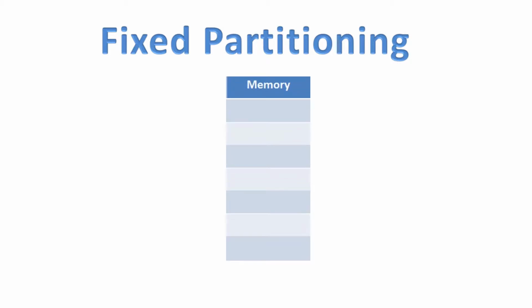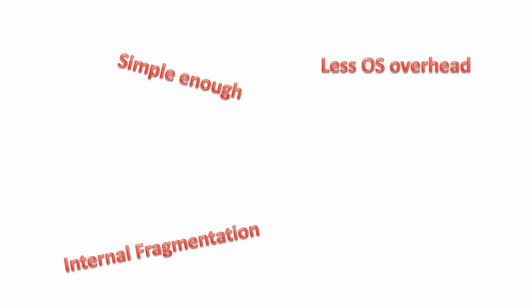First technique is fixed partitioning. In this, main memory is divided into a number of static partitions at system generation time. A process may be loaded into a partition of equal or greater size. It is simple enough to implement and has little operating system overhead. On the flip side, it causes inefficient use of memory due to internal fragmentation.